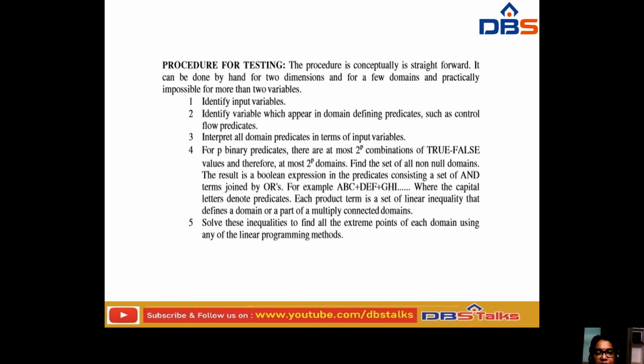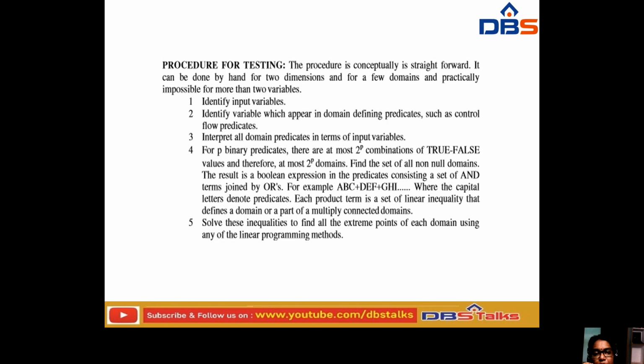From this we can find the set of all non-null domains, and the result is a Boolean expression in the predicates consisting of a set of n product terms joined by ORs. For example, A and B and C, OR D and E and F, OR G and H and I, and so on, where the capital letters denote the predicates. Each and every predicate is denoted by a capital letter itself.